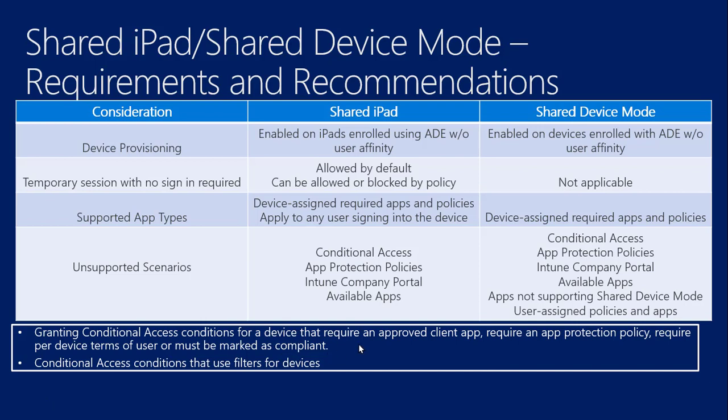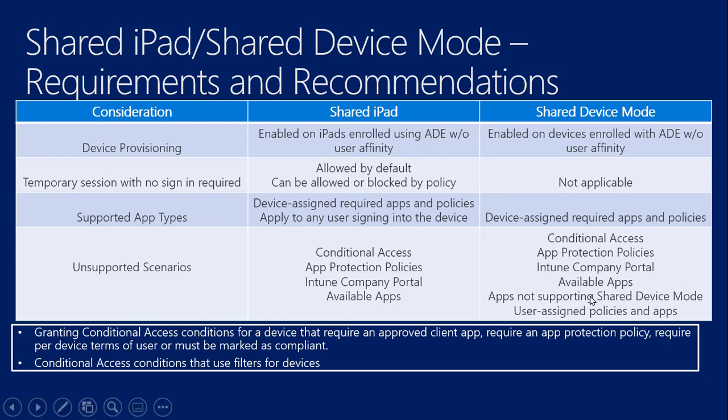So conditional access, not at all supported. App protection policies are also not supported for the device. Also on conditional access, any conditions that use filters for the device, right? So app protection policy is not supported, the company portal not supported, because these are devices enrolled without user affinity. Available apps also not supported because there is no user, no way to get user specific interaction to install those available apps on the shared device mode.